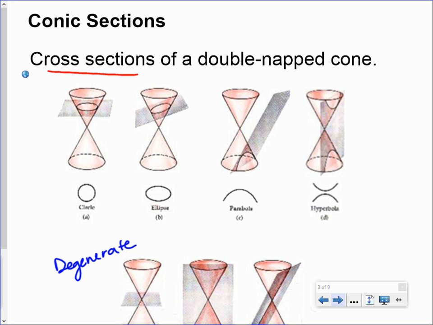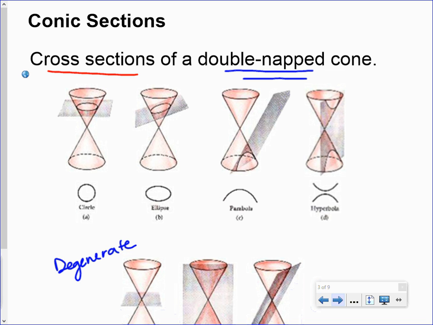Now, it does say also double napped cone. So we're not just looking at a single cone. There are actually 2 cones when you think about conic sections. Some of the conic sections only work with one of the cones, so you can really imagine a single cone, but the hyperbola, notice, is crossing through both cones, so it has to have the double nap. So they meet at the vertex kind of stacked on top of each other there. So think about how the plane is changing so that you can get the different shaped cross sections.